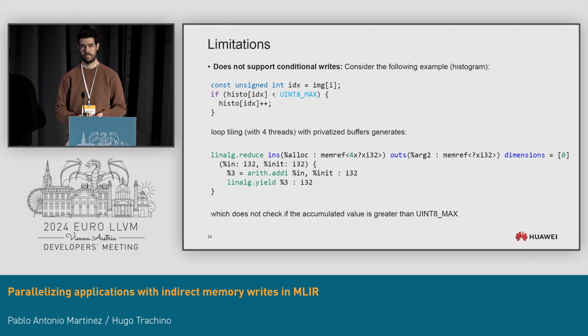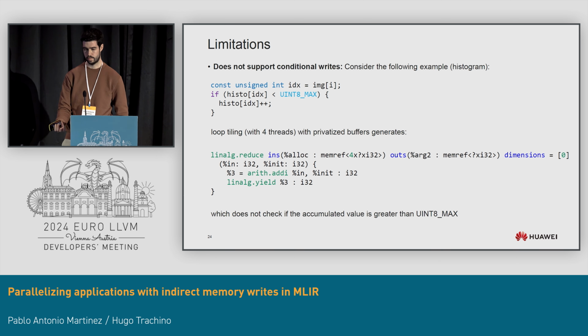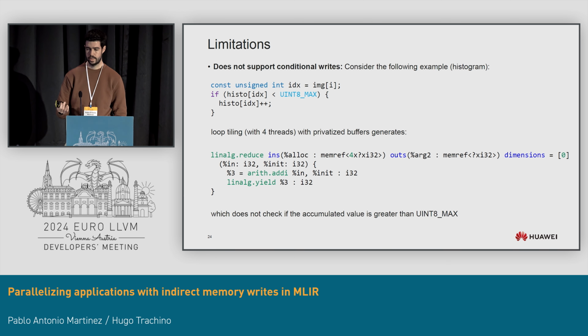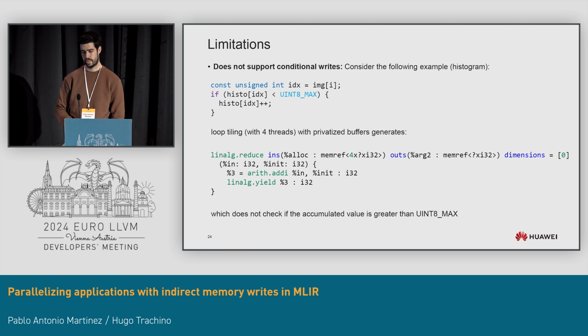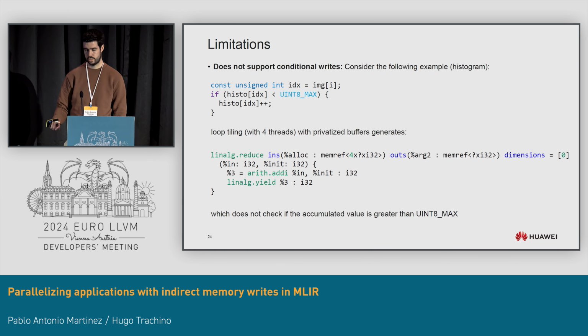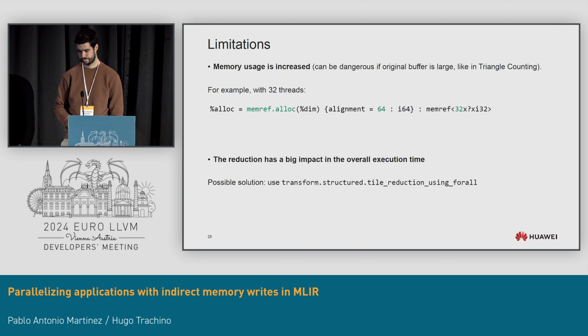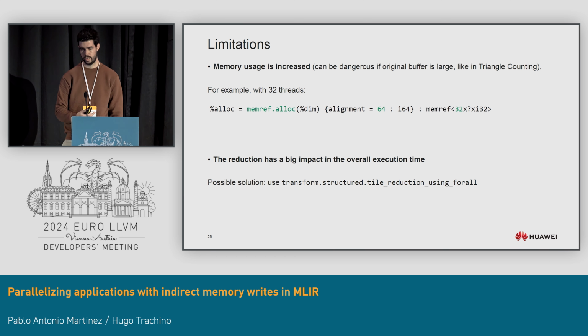So the limitations of this approach, first of all, is that it does not support conditional writes. So in the case of the histogram computing, as you can see here, we need to check if the current value of the histogram is less than the maximum value of an int8. So with the approach that I showed today, basically we would be generating a linear reduce, which does not take into account this condition. So this is something that we are currently working on and will be supported in the future.